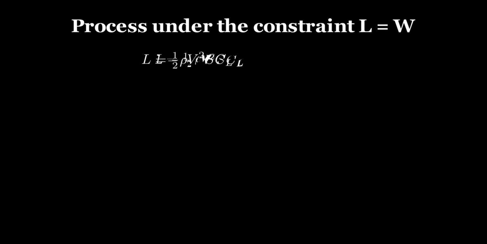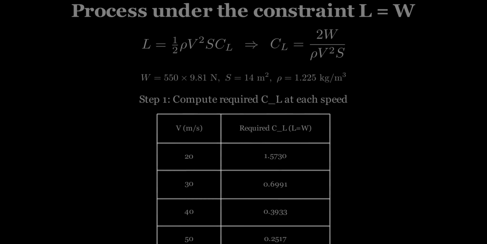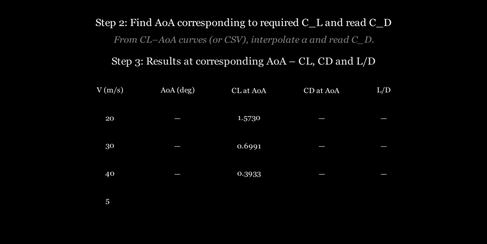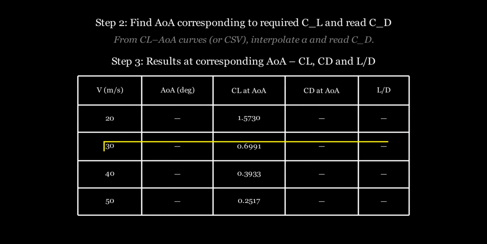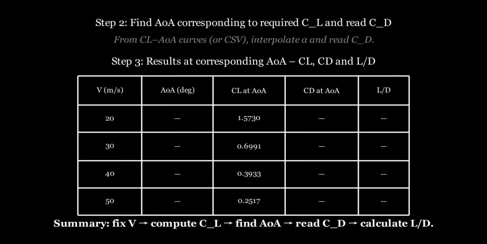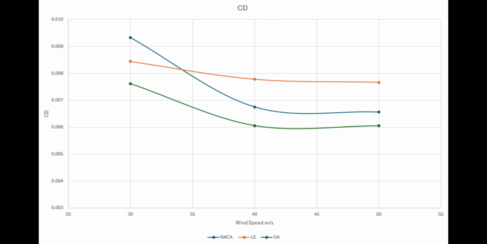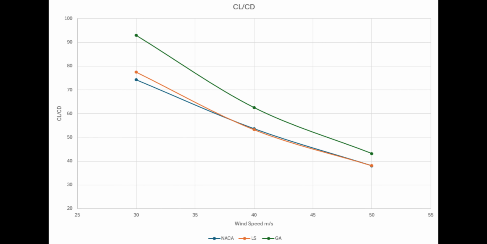3. Cruise efficiency comparison. The method I used is based on the constraint of lift equals weight. At different speeds, I first determined the required CL values under this condition, then found the corresponding angle of attack to obtain the CL/CD and CD results for that angle. By comparing the three airfoils, we can see that under the same lift constraint across all tested speeds, the GA airfoil shows the lowest CD and the highest CL/CD ratio. This means that GA delivers the best cruise efficiency among the three.